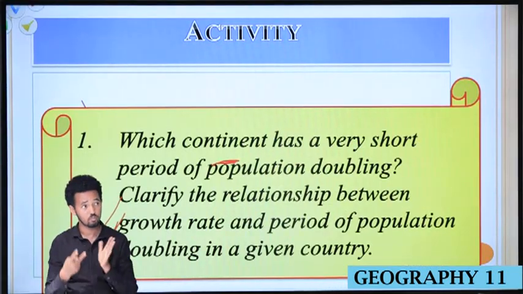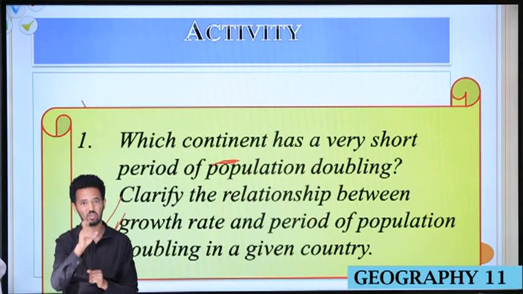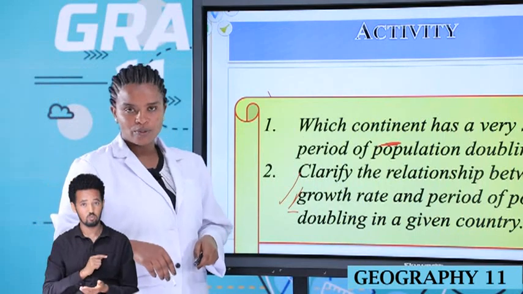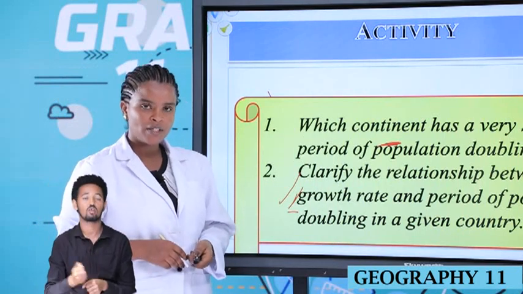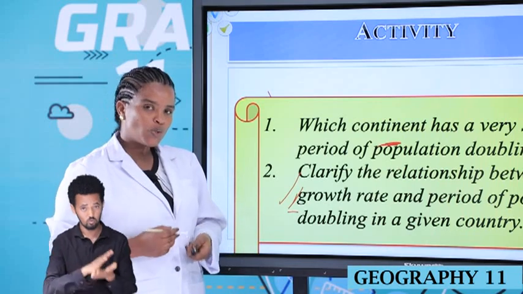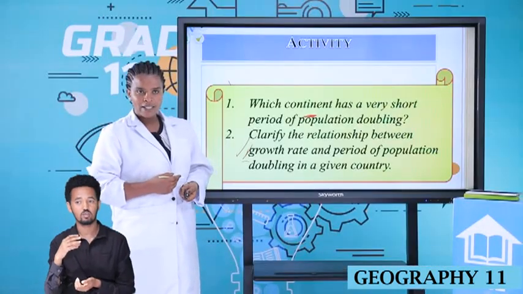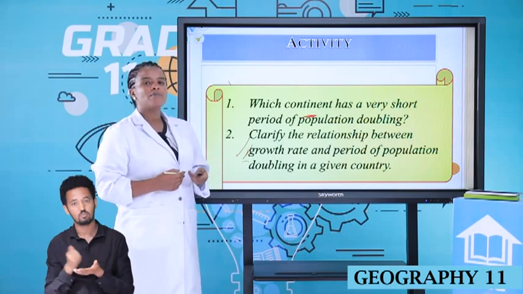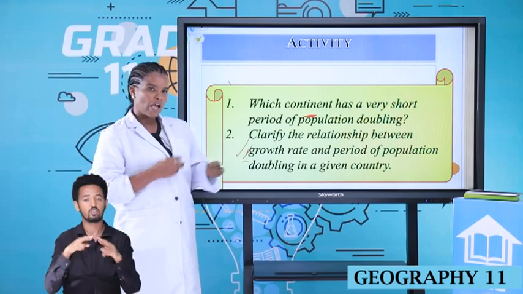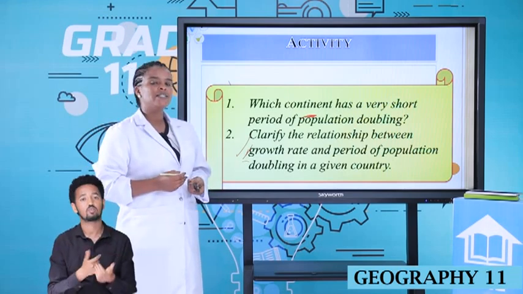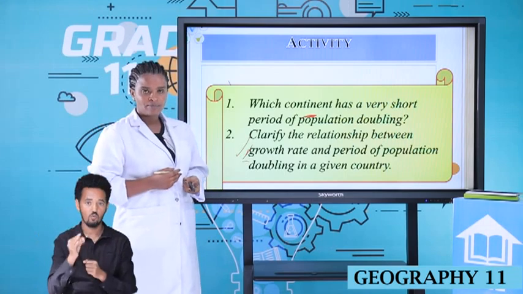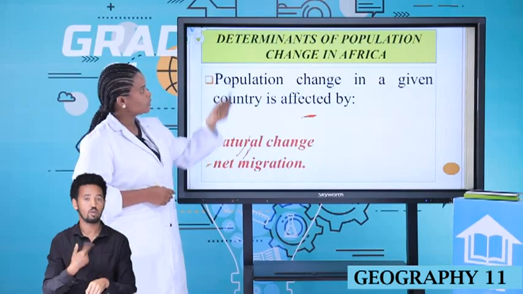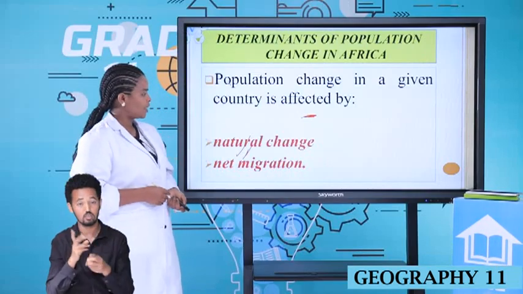Please, students, do these activities for next time. Okay, generally today we have seen the natural vegetation zones of Africa, the major sources of Africa, and also we defined the meaning of human population, and the importance of population studies, the densely and sparsely populated regions of the world, and also the sparsely and densely populated countries of Africa. So for next time, we will discuss the determinants of population change in Africa.